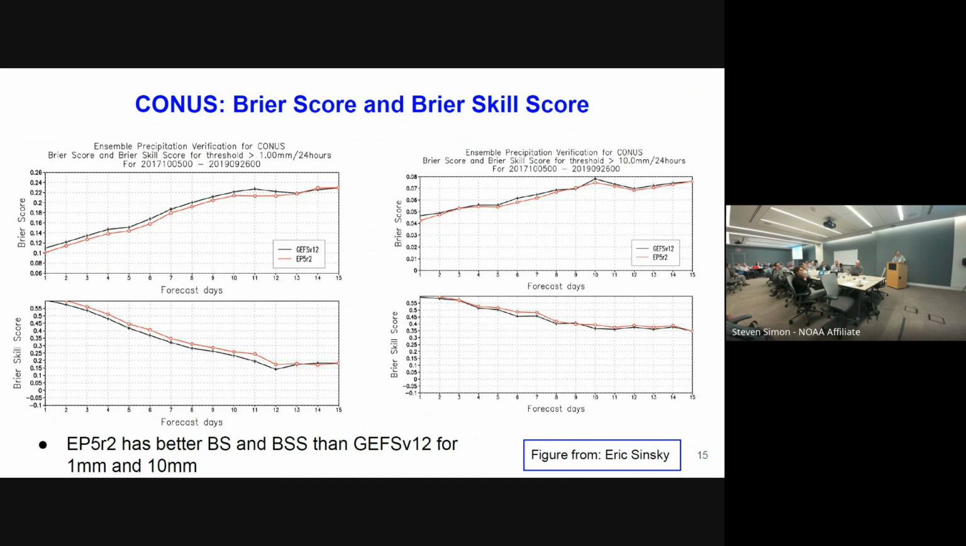This also shows CONUS precipitation, the Brier score and the Brier skill score. On the left is the Brier score for 1 millimeter category precipitation. You see the score is consistently better for EP5R2 compared with version 12. On the right is 10 millimeter precipitation, and still EP5R2 is better than GEFS version 12.